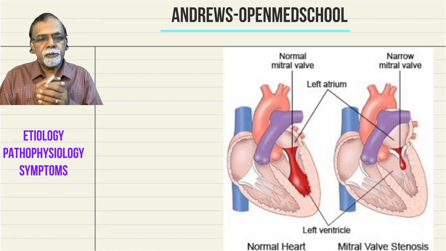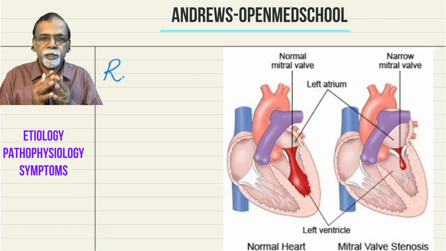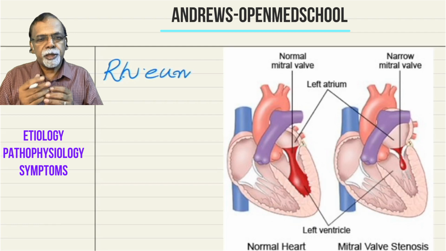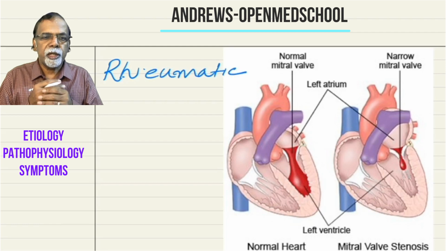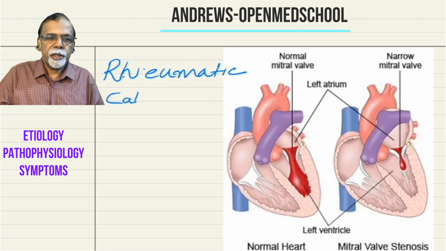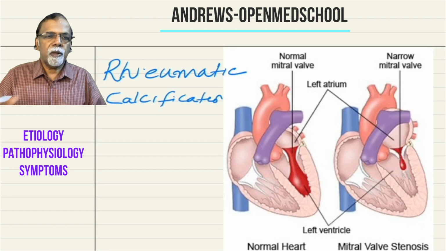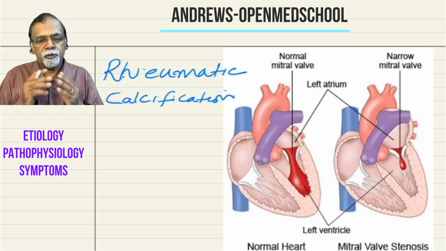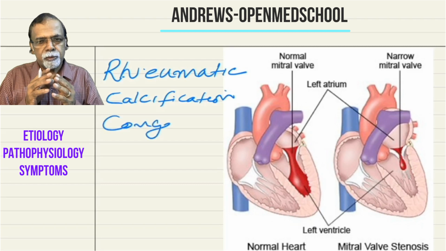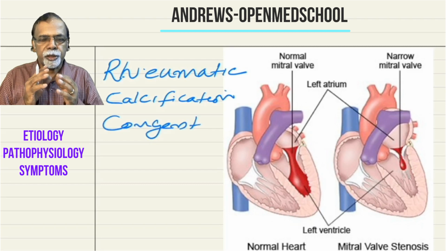Mitral stenosis is almost always rheumatic in origin. In the elderly, especially in the developed countries, it may be due to heavy calcification of the mitral valves, which usually produces mitral regurgitation. Rarely you can get a rare congenital parachute mitral valve. So the first cause of mitral stenosis is rheumatic, second is rheumatic, third is rheumatic. Next only comes congenital.